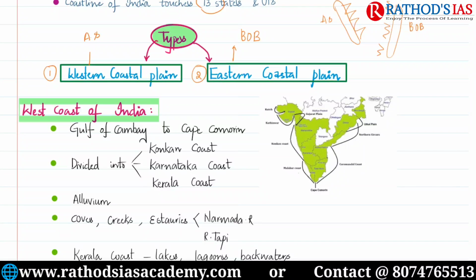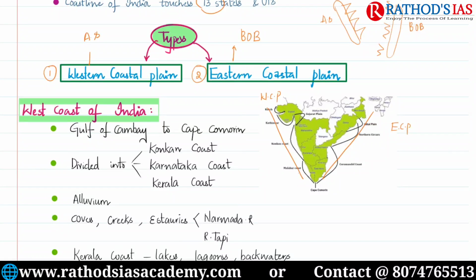Here I can see the map. I think you can also see the map here. It is in green color. In this map, this part comes under our western coastal plain and this part comes under the eastern coastal plain.